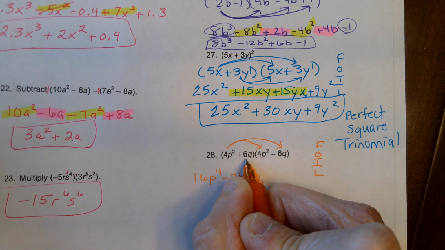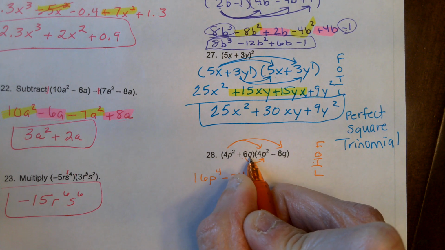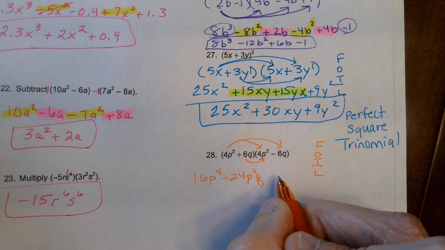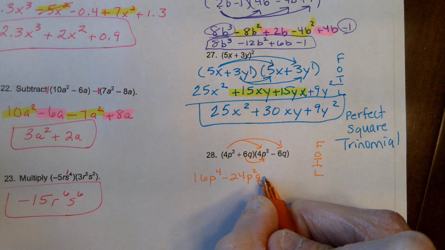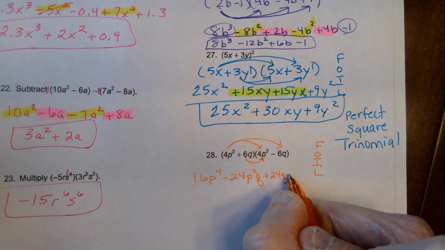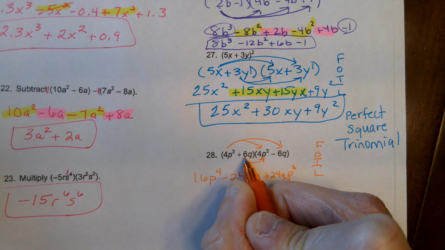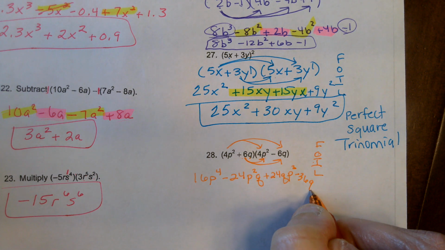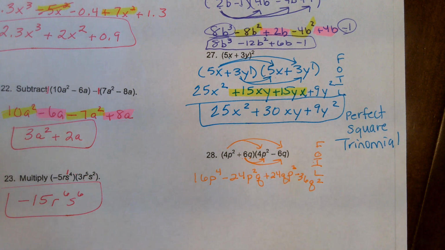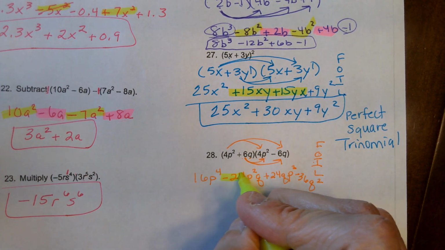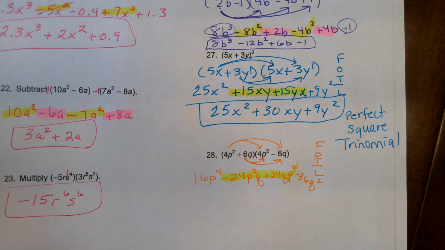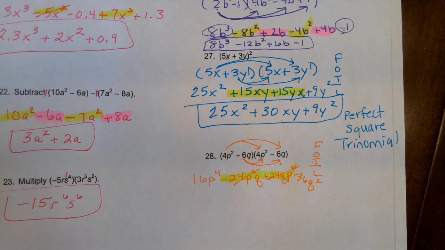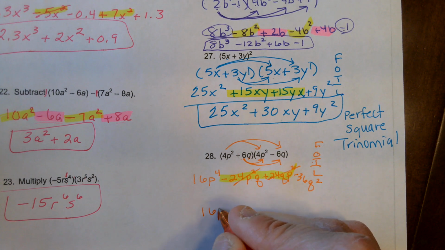Now we go to the inside. 6q times 4p squared, wow, I can't spit that out, is plus 24qp squared. And 6q times negative 6q is a negative 36q squared. Do we have like terms? We for sure do, because the order doesn't matter. Whether it's p squared q or qp squared, they're the same variables to the same powers, and one's positive and one's negative. So they fall out, and I'm left with this.